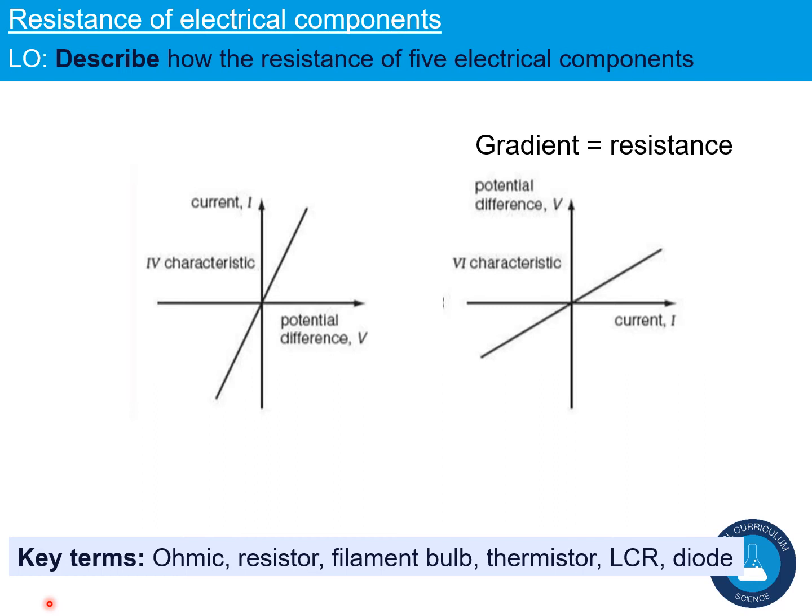So let's now look at these graphs in more detail. If you have a graph of potential difference against current, the gradient is equal to the resistance. So that means if you measure the change in y, which is our potential difference, divided by our change in x, which is our current, then you can find out the value for the resistance. If you have got the graph the other way around, so this graph on the left-hand side here, then the gradient is equal to 1 over the resistance. So you'd have to calculate the gradient first, and then you would do 1 divided by the gradient to find out the resistance.